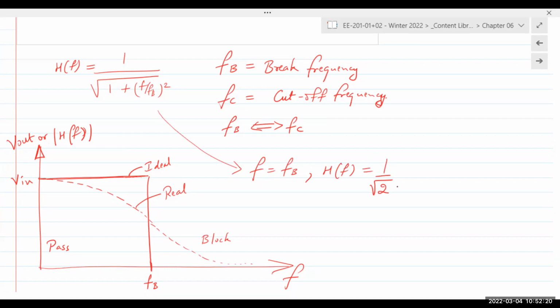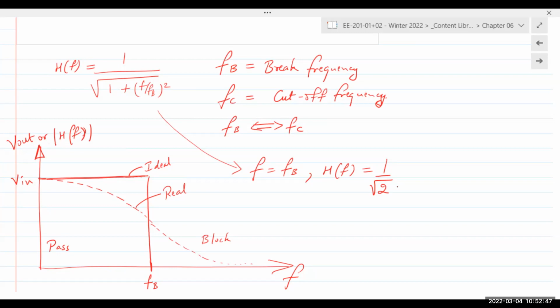Okay, the magnitude of H of F will have a value of 1 over root 2, which comes out to be 0.707, 70%. So in real life, at FB, the value of the output will drop to 70% of the input, 0.707. That is the transition point in a real life filter.